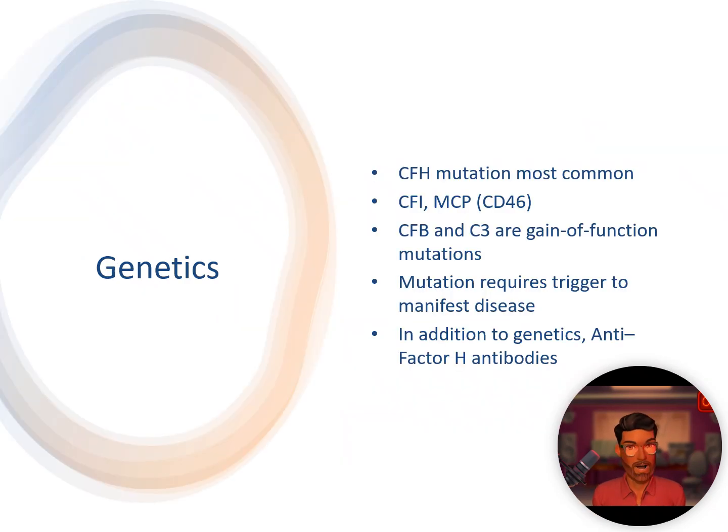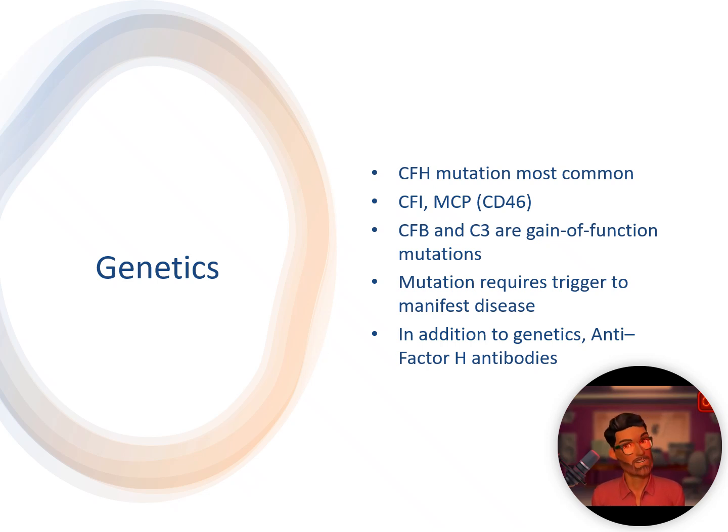In terms of the causes of atypical aHUS, most commonly due to genetic mutations, so complement factor H, which again is one of those inhibitors, which we'll see in the following slide, as well as factor I and MCP, also known as CD46, followed by C3 and complement factor B, which are gain of function, so they actually allow for the continuation of the complement cascade instead of it stopping.